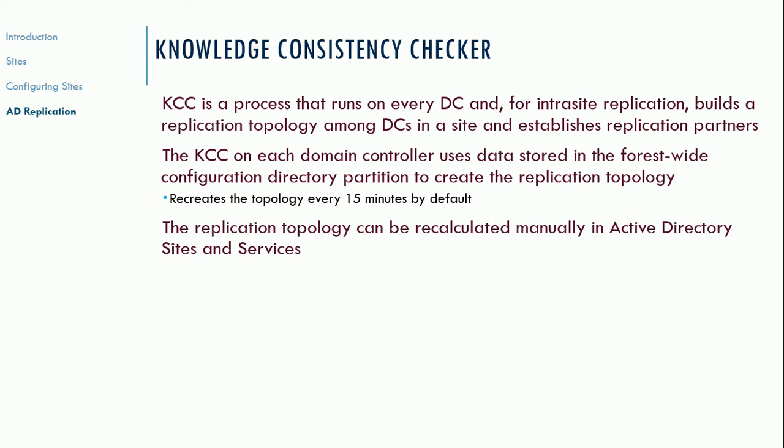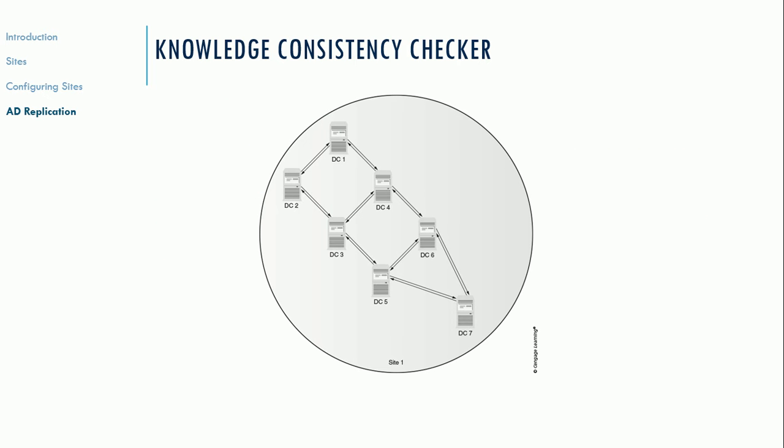So basically, KCC is going to recreate the topology every 15 minutes. It's going to rebuild that topology, or its understanding of the topology. And the replication topology can be recalculated manually in Active Directory Sites and Services. So you can manually kick off the process to have it rebuild that topology. This is an example of what that topology could look like.